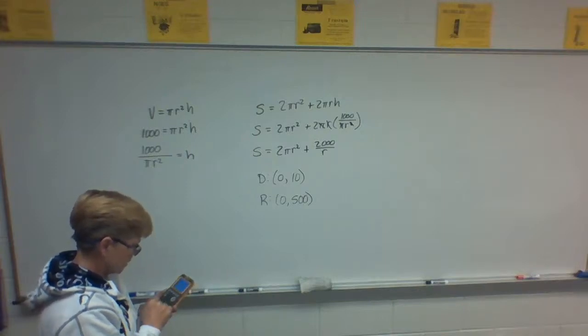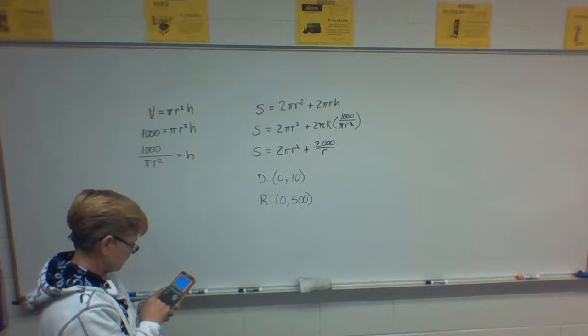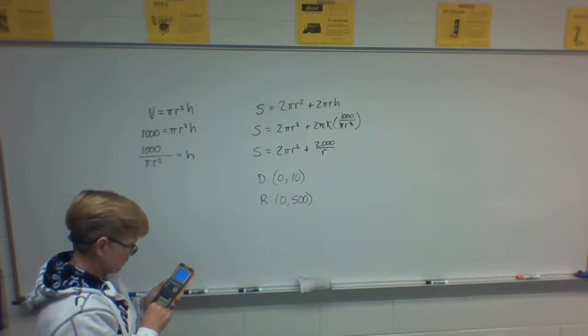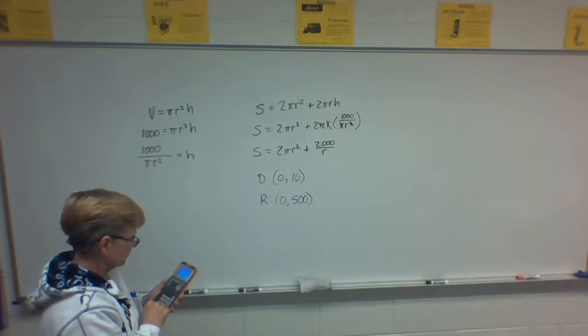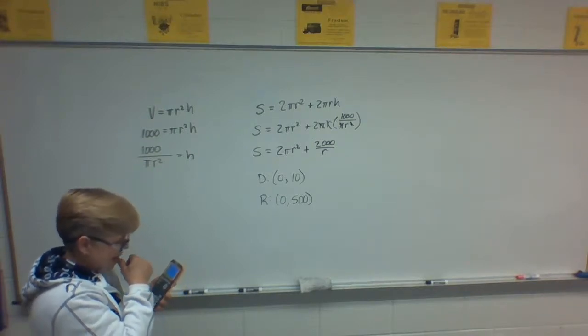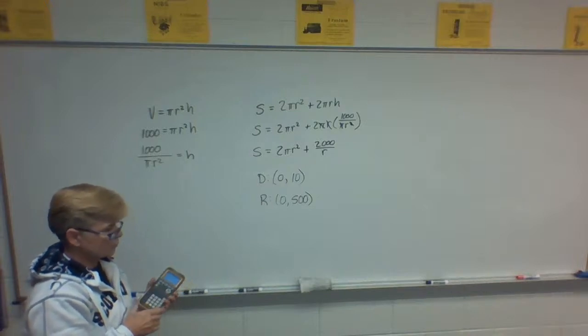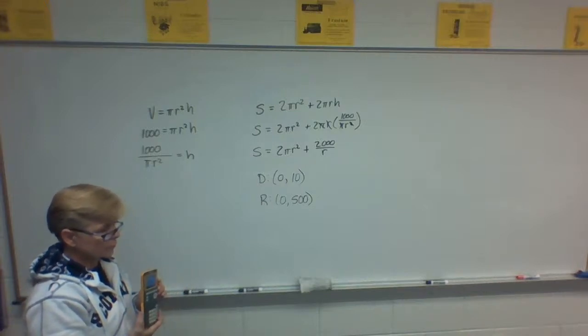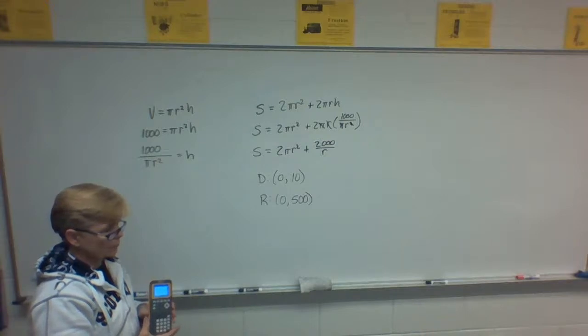2 pi x. Oh, I did something wrong. We both did something very wrong. No, that's what I got. Oh, so it's a minimum, not a maximum? Oh, because we're trying to find the least amount of material that we can. Oh, I was like, uh-huh.